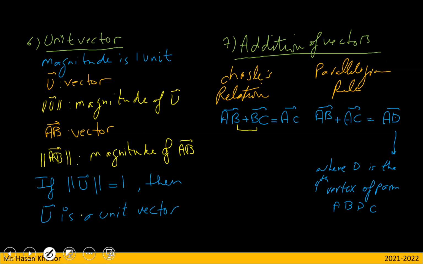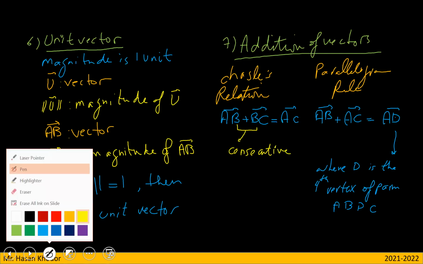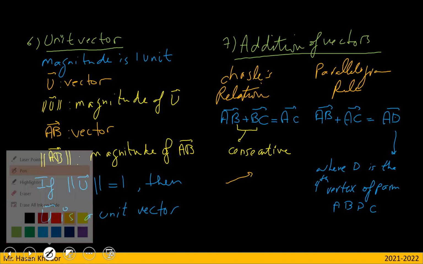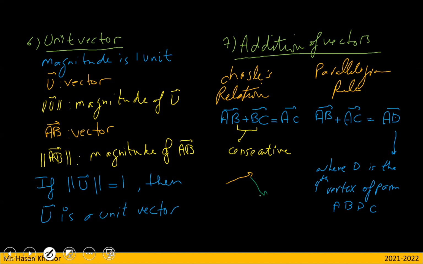So I repeat, here in the first case, we have consecutive vectors. In this case, if the first vector is AB and the second vector is BC, then the answer would be skipping B and directly starting from A towards C. So the answer is AC. This is in the case of consecutive vectors.